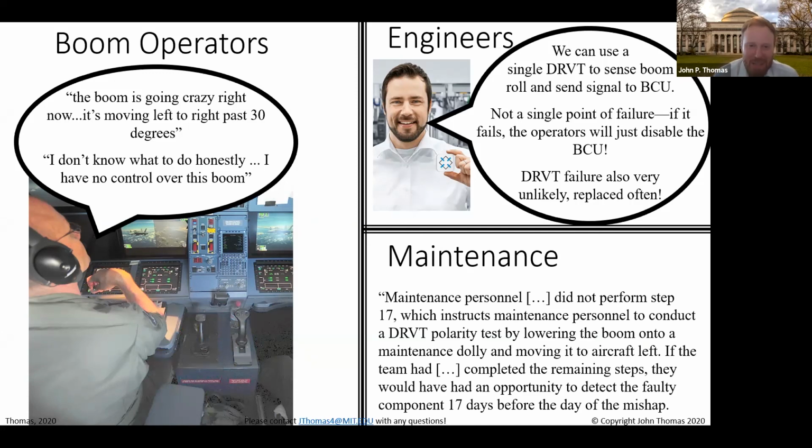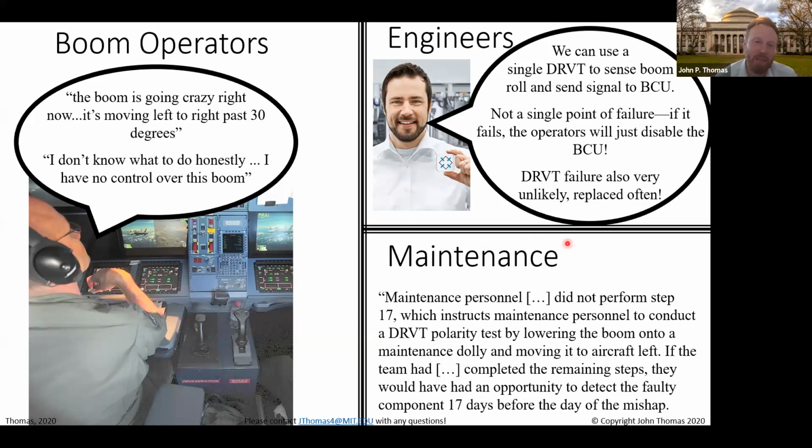Well, actually, that may not be true because maintenance personnel did not perform step 17, which instructs the maintenance personnel to conduct a polarity test, move it on a dolly and move the aircraft left. And if they had completed those steps, they would have detected the faulty component 17 days before this particular mishap. What does this maintenance activity say about all these assumptions up here that engineers were making? And what does this behavior by the boom operator say about these assumptions that engineers were making?